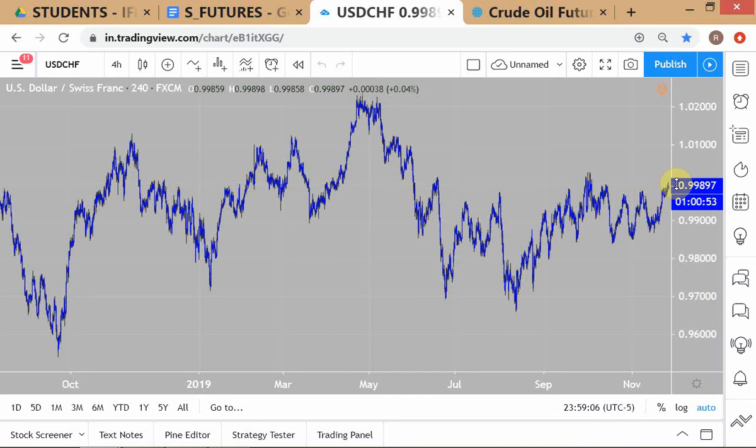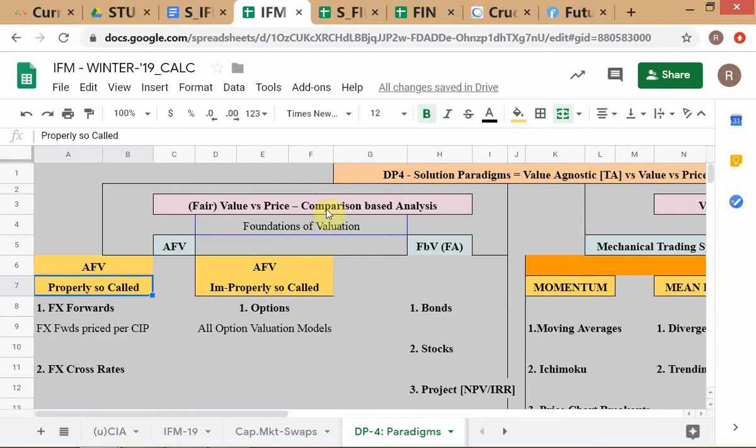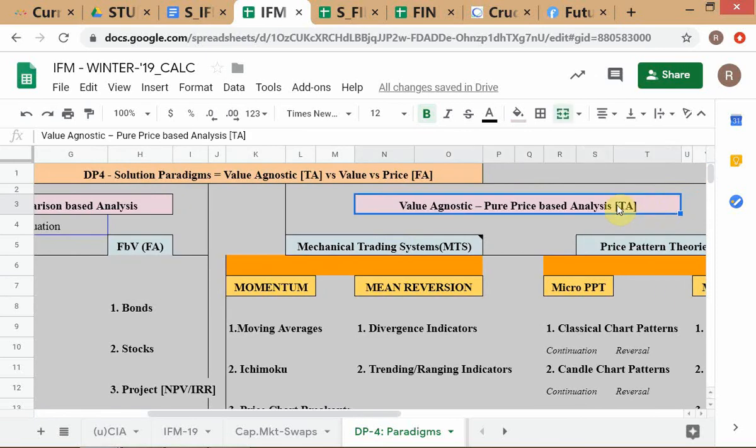But when you're doing fair value based methods, whenever you're in this branch of the tree, there are some people who are not even in this branch of the tree at all. They are always in this other branch of the tree. They are purely technical traders.